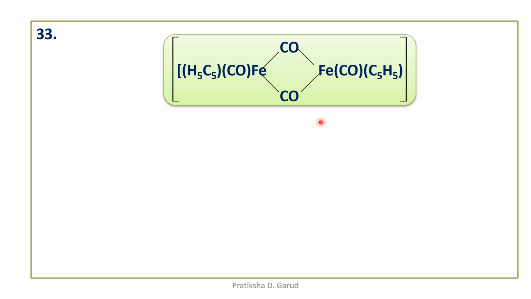Okay. So which are the ligands in this? In these ligands we have the 4 carbonyls. This is the first carbonyl, second carbonyl. These are not bridge carbonyls. Whereas these 2 carbonyls are the bridge carbonyls. Along with this, we have C5H5 on one side and C5H5 on the other side. So let's write the name.